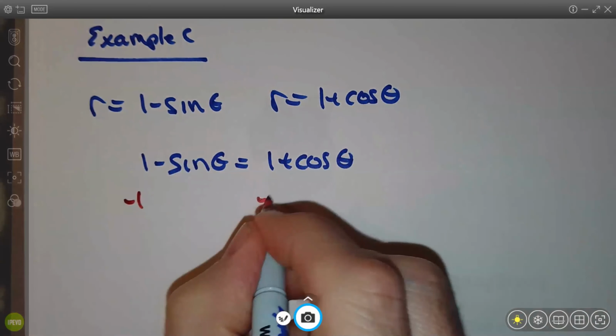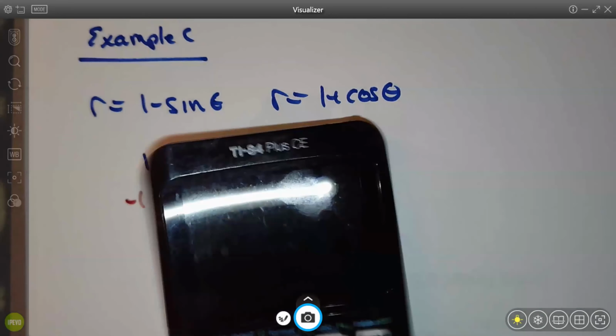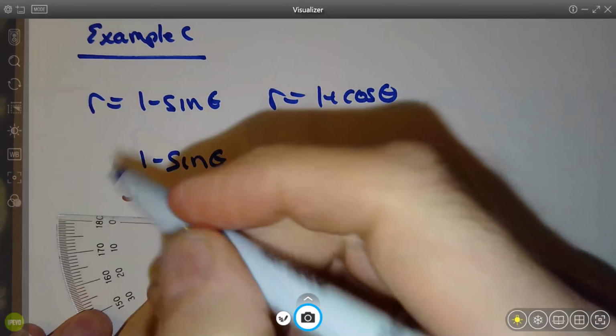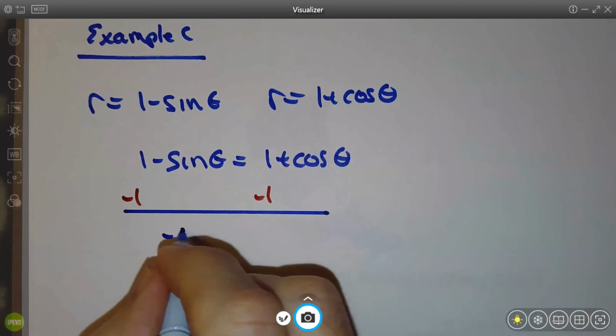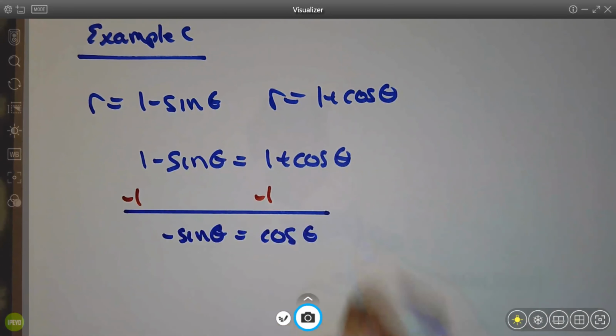I'll subtract 1 from both sides. Let me pull out my calculator here. Oh yeah, 1 minus 1 is 0. Thank you. So I get negative sine of theta equals cosine of theta.